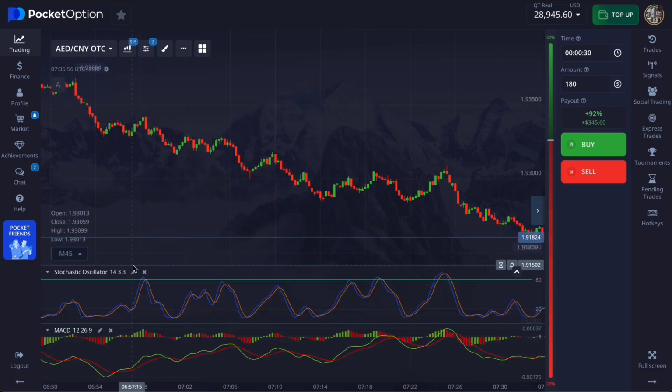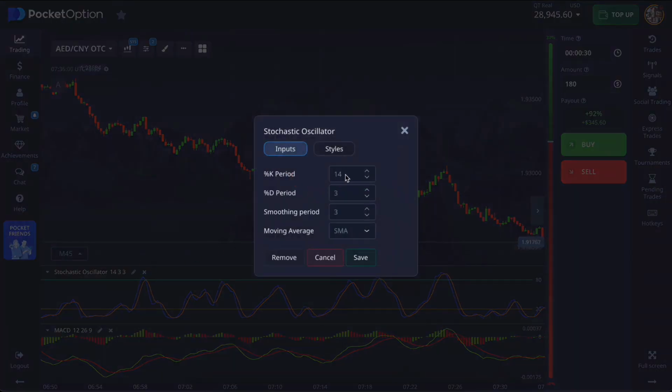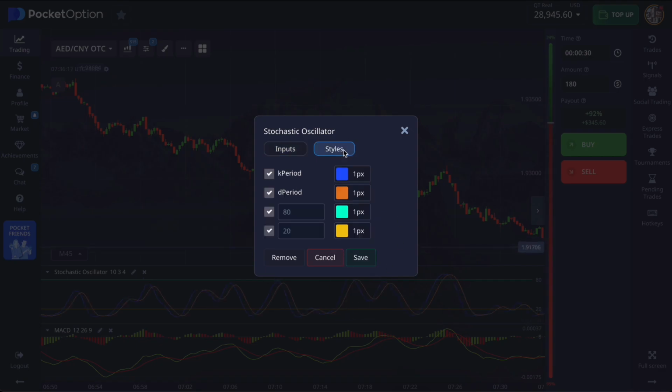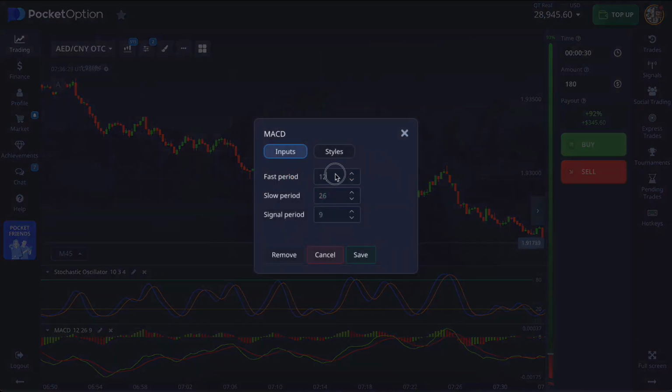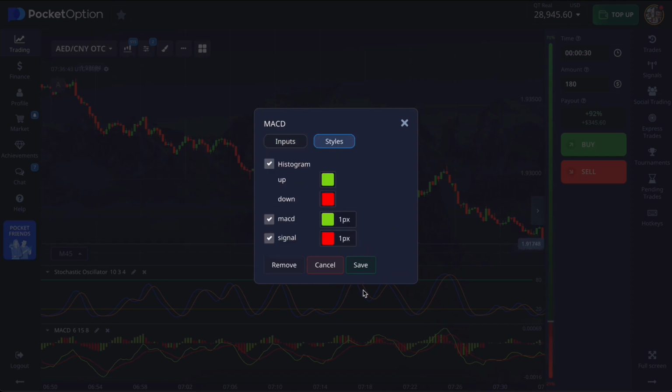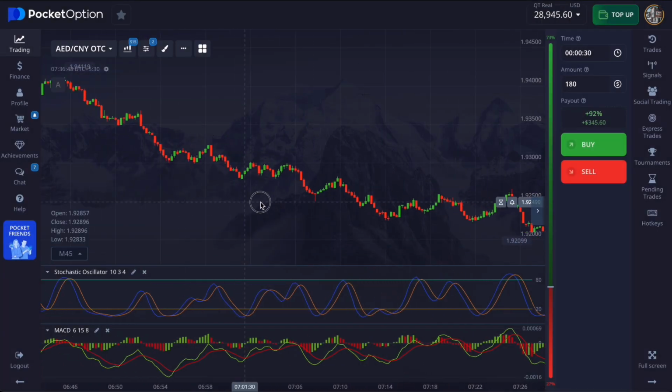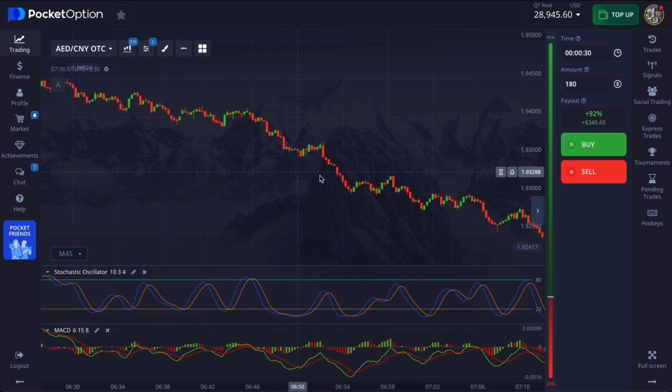After this, go to the settings of the stochastic oscillator, and add 10 here. Leave 3 here, set 4 here, and select TMA here. Then there is no change in colors, and save it. After that, go to the settings of the MACD indicator, and set 6 here, set 15 here, and set 8 in signal period. And its color settings are also default, and save it as well. And here all our settings are complete.